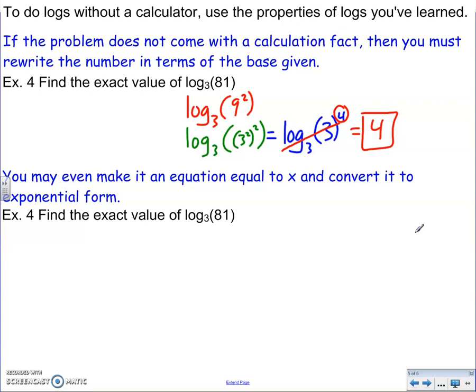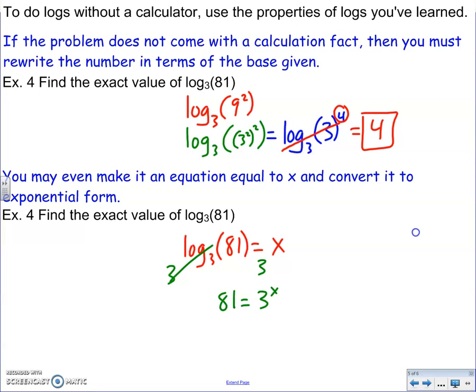Alright. You may even make an equation equal to x and convert to exponential form. So let's try that. Some people like this way more. You say this, log base 3 of 81 equals x. Now we just solve like normal. It's one term on both sides. I can exponentiate by base 3.